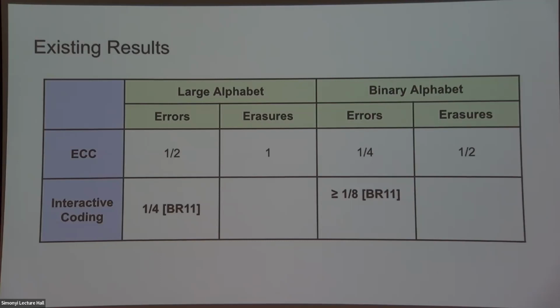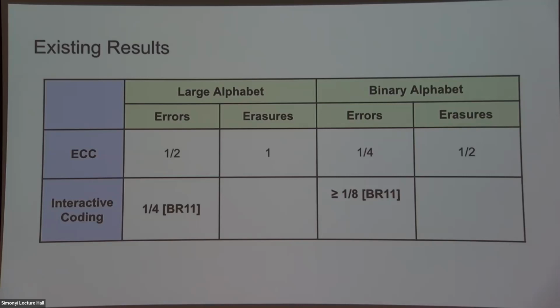Yeah, great. And this 1/4 construction over the large alphabet translates to a construction over the binary alphabet of 1/8. The reason for that is you can take a large alphabet symbol and replace it by a binary code of relative distance 1/2, sort of like concatenated codes, if you know what those are. And that will give you 1/8.